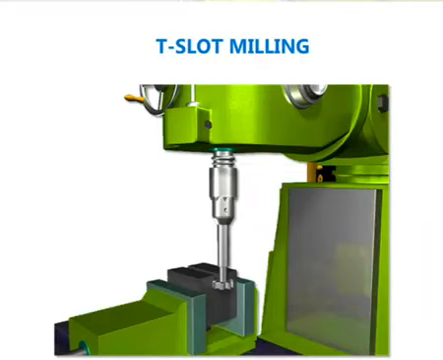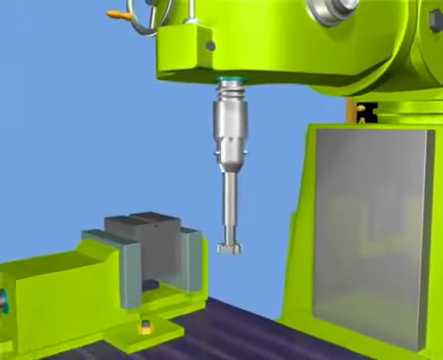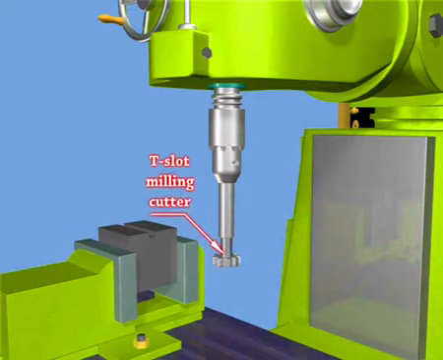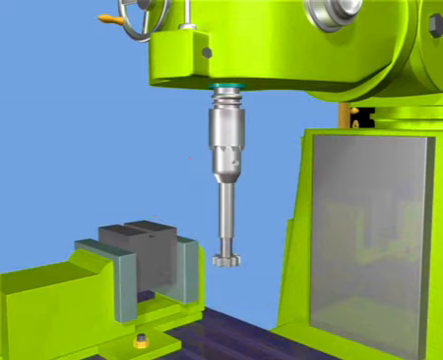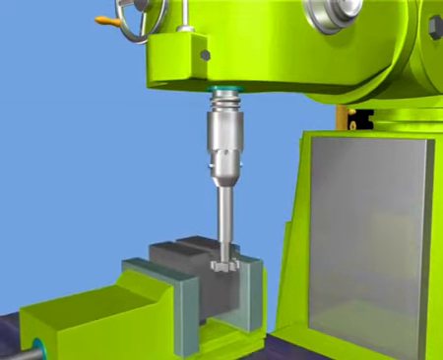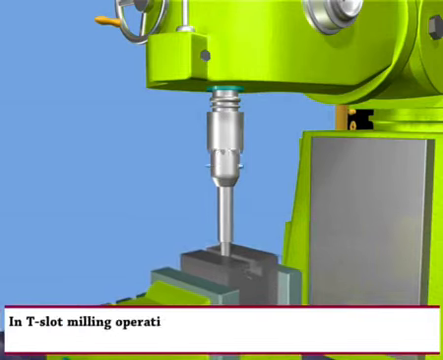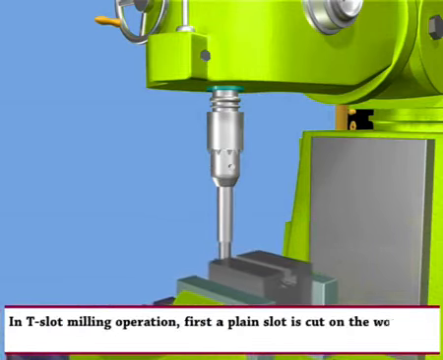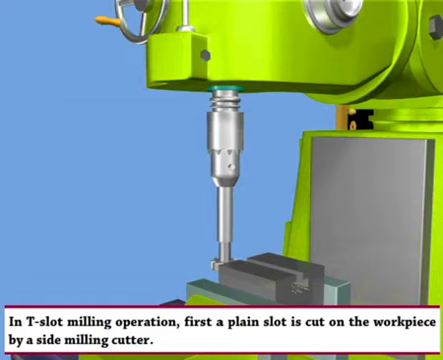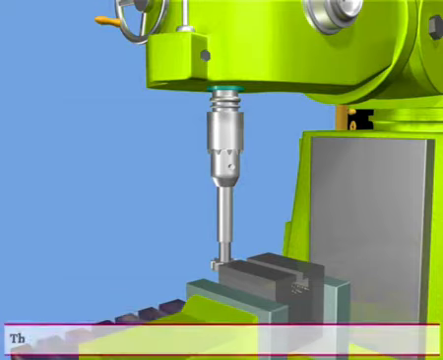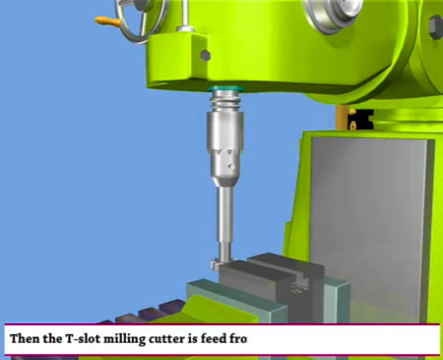T-slot milling. T-slot milling cutter, workpiece. Let us see the T-slot milling operation. In T-slot milling, first a plain slot is cut on the workpiece by a side milling cutter. Then the T-slot milling cutter is fed from one end of the workpiece.